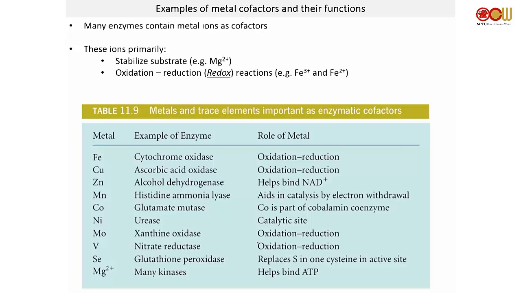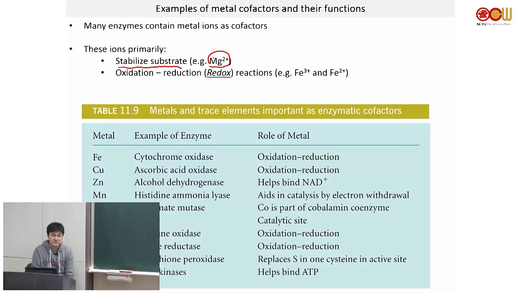These ions are primarily used for either of two things. Number one, they are used to stabilize the substrate. For example, magnesium 2+. Essentially, all of the ATP-utilizing enzymes will have magnesium 2+. Essentially, every enzyme you see that uses ATP is going to use magnesium as well, almost every enzyme.